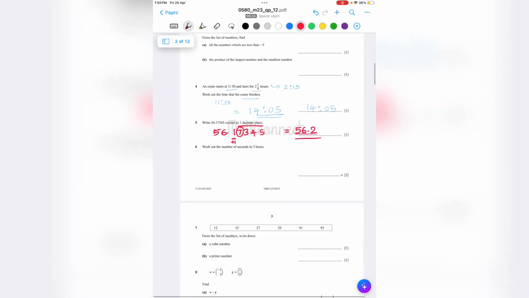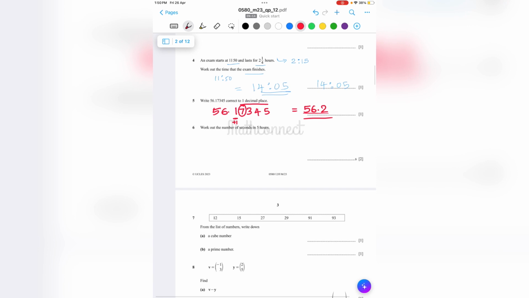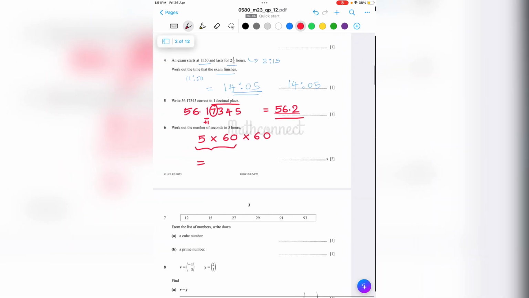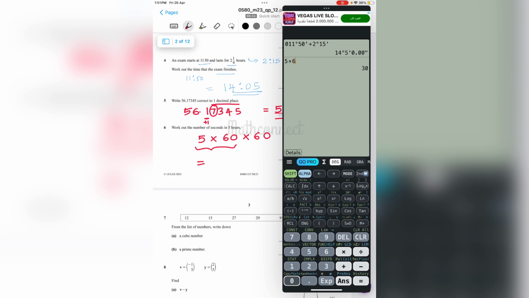Next question, work out the number of seconds in 5 hours. To convert 5 hours to seconds, first let's convert that into minutes, so we multiply with 60. Now we have this in minutes. To convert this into seconds, we're going to multiply again with 60. So your answer is, we can do this in the calculator, 5 times 60 times 60. So 18,000.